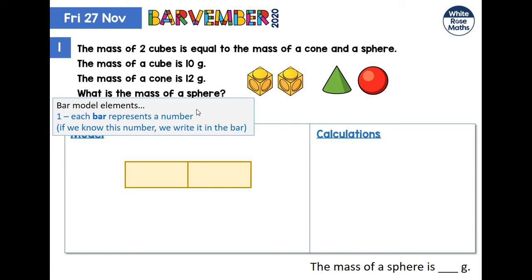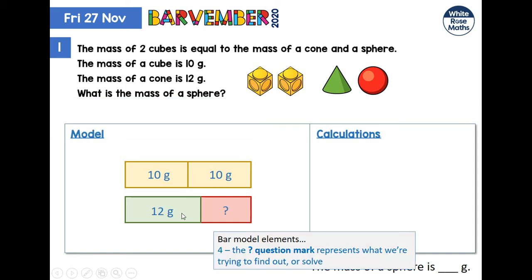Now each bar represents a number, and if we know the number, we write it in the bar. And in this instance, we do. So we can write a 10 in these two, and our second bar is equal to our first bar, but it's made up of two parts. And the cone we know, and the sphere we don't. Okay, and that's what we're asked to find out, which is why we've got a question mark here.